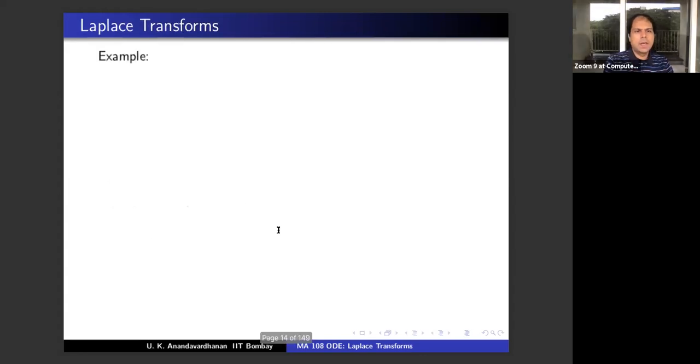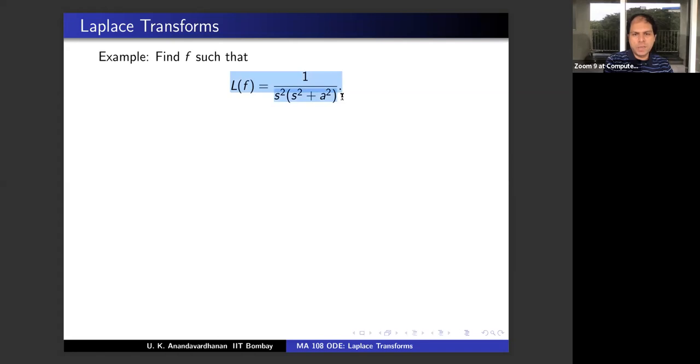So first example, this was there already last time. And most of you said you can do the inverse Laplace transform by partial fractions, which is true. But the point of this example last time was to use one of those formulas. What is the formula that you used?